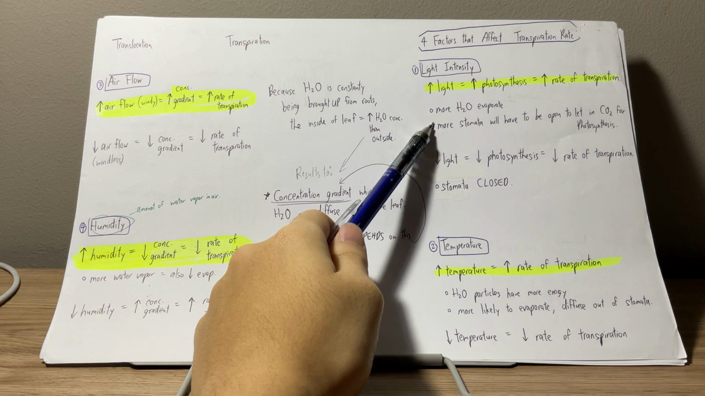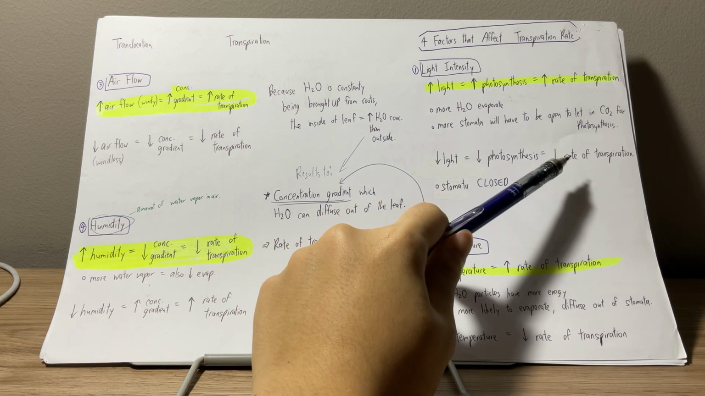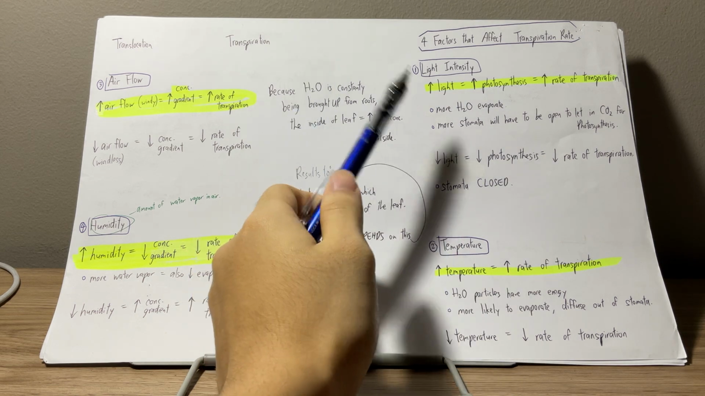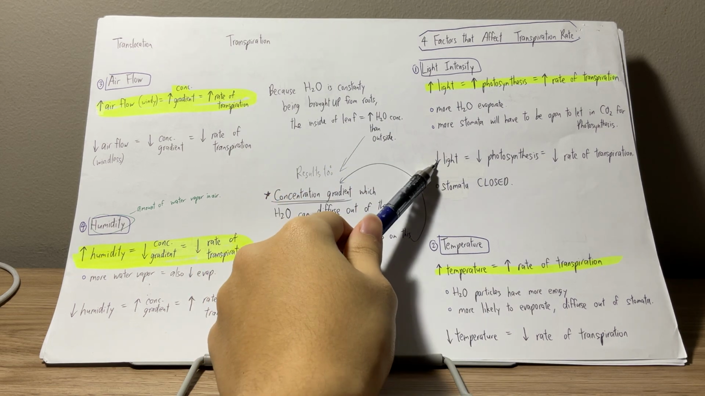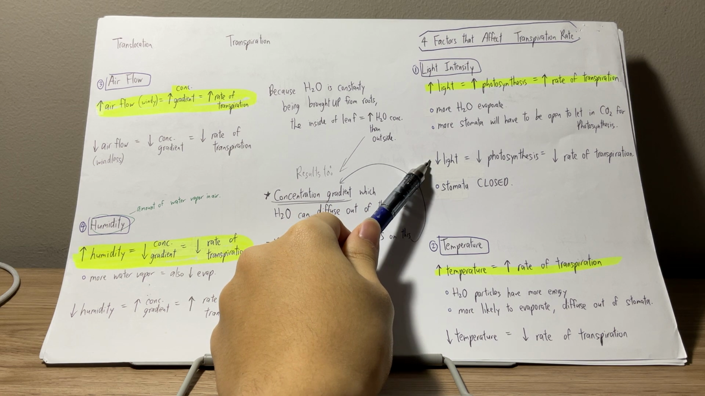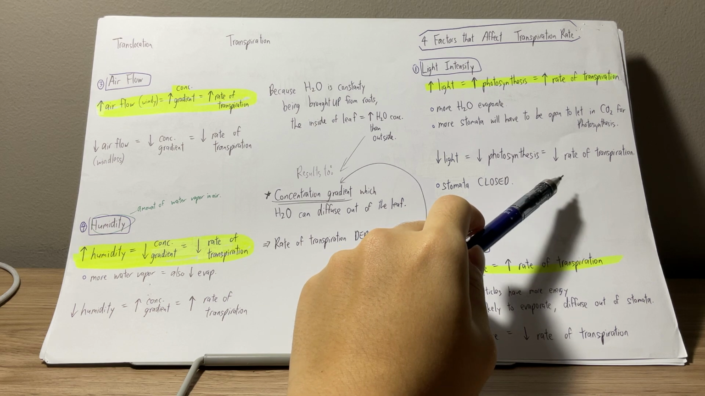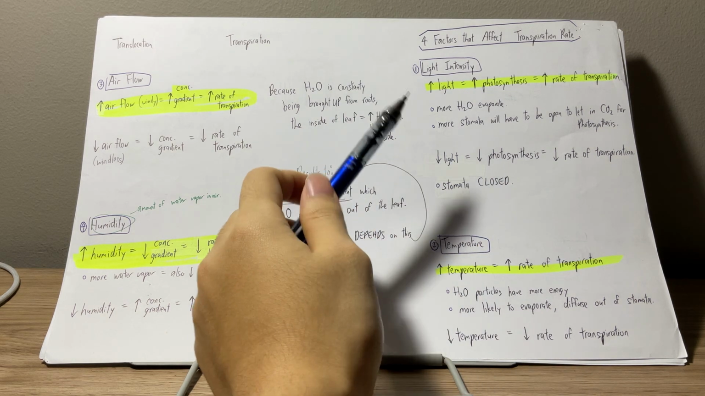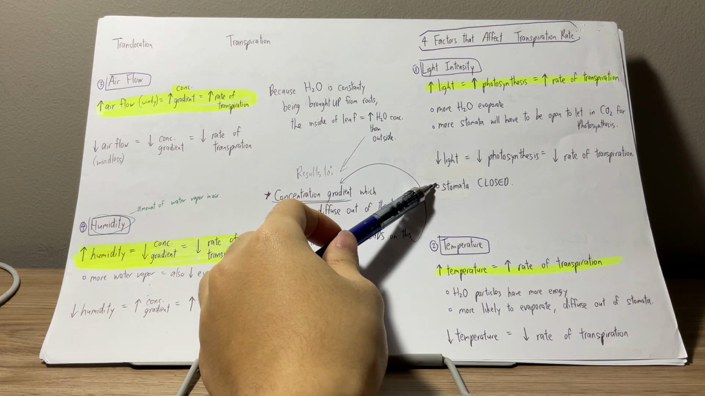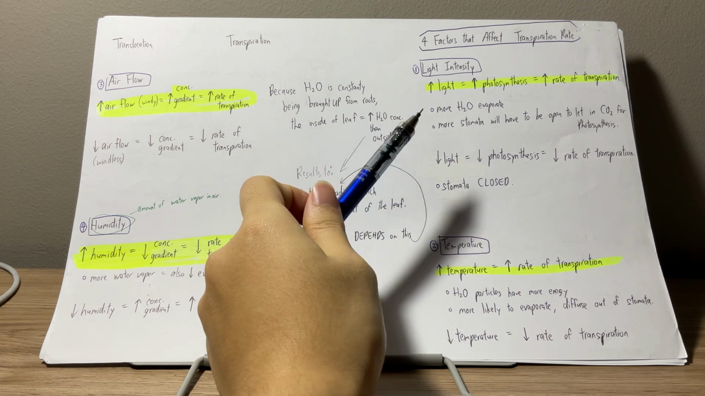That's the opportunity cost. Every time we open the stomata to let in CO2 for photosynthesis, water is lost. In the same idea, with a decrease of light, there is a decrease in photosynthesis, and also a decrease in the rate of transpiration. Usually the tendency is the stomata gets closed, so there is no water lost, and no CO2 enters at the same time.